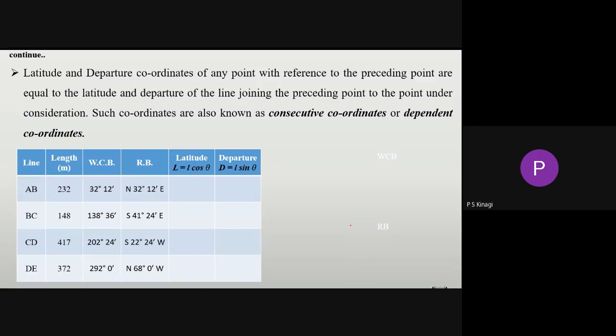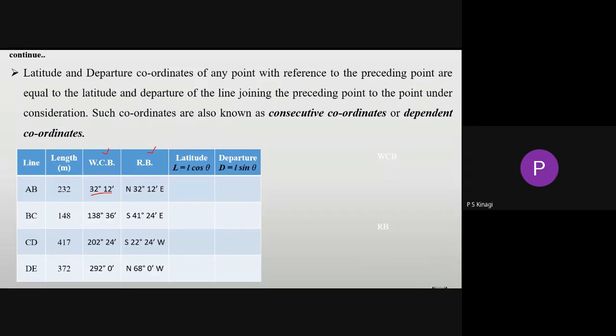So, this is with respect to the lines, the length of the line is given. These are the angles or bearings in the quadrantal bearing system and the whole circle bearing system. And here we have written, with respect to whole circle bearing, the reduced bearing systems. So these are the calculations of the latitude and departure. Clear? So here one important point for calculation of the latitude and departure.